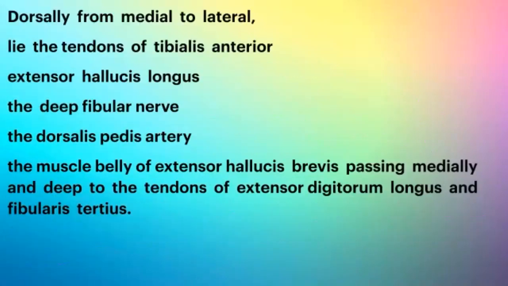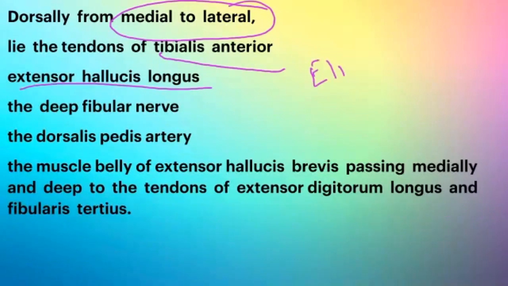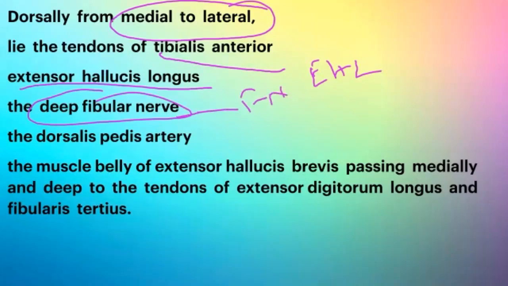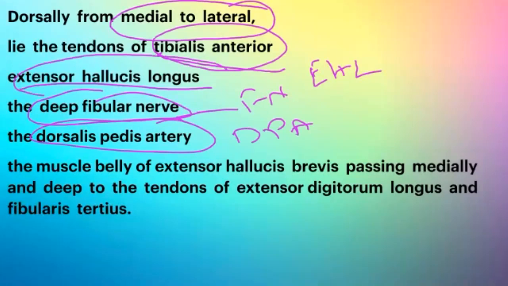Dorsally, from medial to lateral: tibialis anterior, EHL, deep fibular nerve, and dorsalis pedis artery. This is from medial to lateral. Most medial is tibialis anterior, then EHL, deep fibular nerve and dorsalis pedis artery. Muscle belly of extensor hallucis brevis passing medially and deep to the tendon and fibularis tertius.